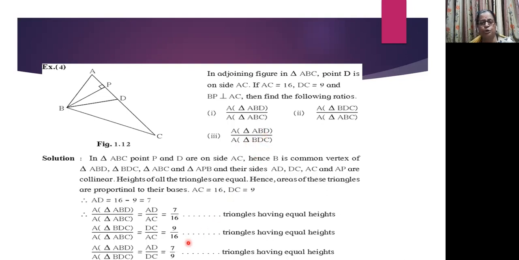In the third example, area of triangle ABD divided by area of triangle BDC. We have to see that the area of triangle ABD has base AD, and the area of triangle BDC has base DC. Its value is 7 divided by 9, having the same height.